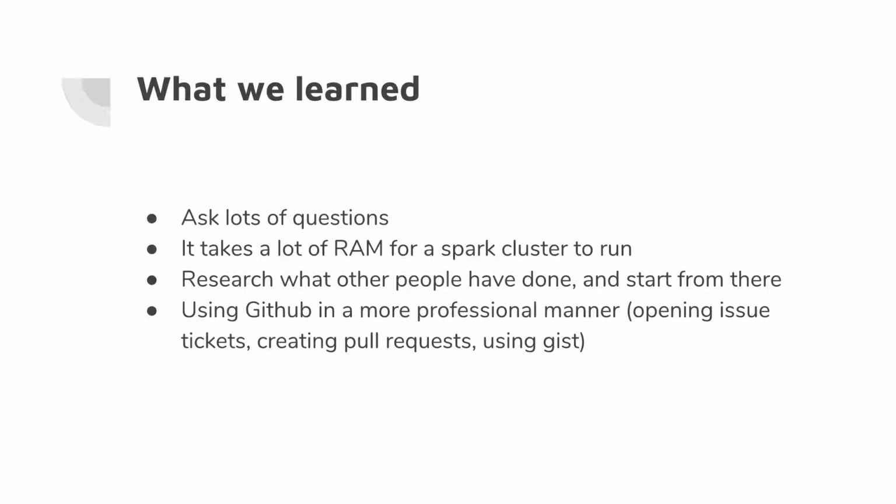We also learned that it takes a lot of RAM for a Spark cluster to run. Also, it's helpful to research what other people have done and start from there. So in our case, deploying a Spark cluster to OpenShift is no simple task. And it's great that we were able to find the RAD Analytics Oshinko project that had already implemented a Spark cluster on an OpenShift platform. Also, we learned how to use GitHub in a more professional manner, such as opening issue tickets, creating pull requests, and using Gist.